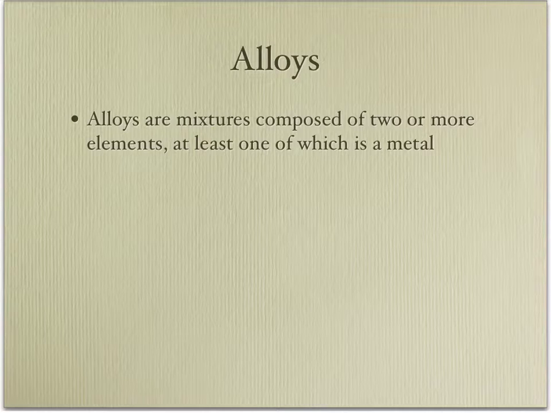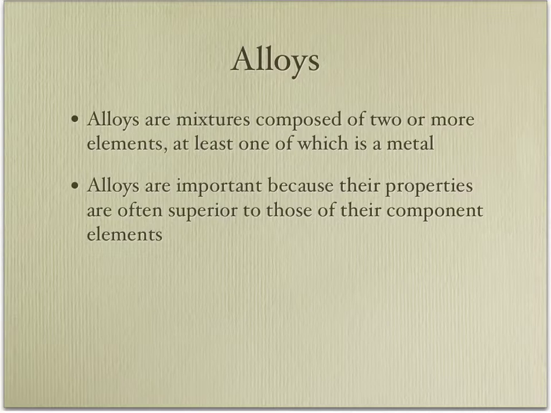One of the most important things about metals is their ability to form alloys. So an alloy is really a mixture. It's not a compound of two metals, it's a mixture. In fact, it doesn't even have to be two metals. It has to be at least one metal and something else mixed together. But when you do that, you usually get better properties than what you had with the original elements.